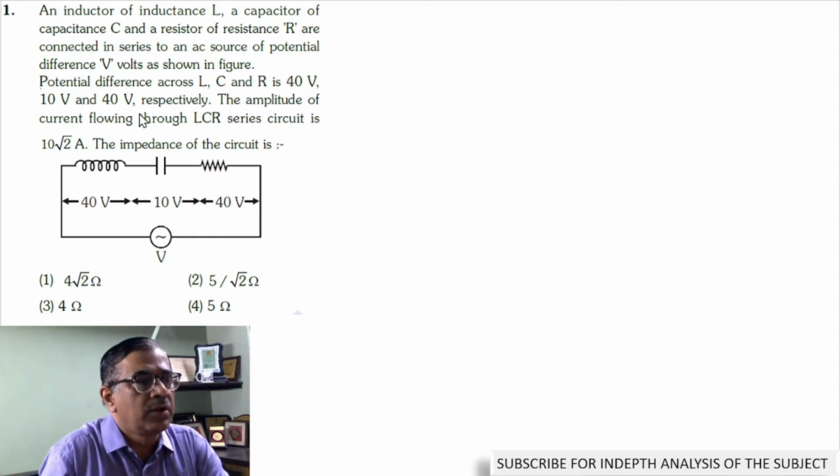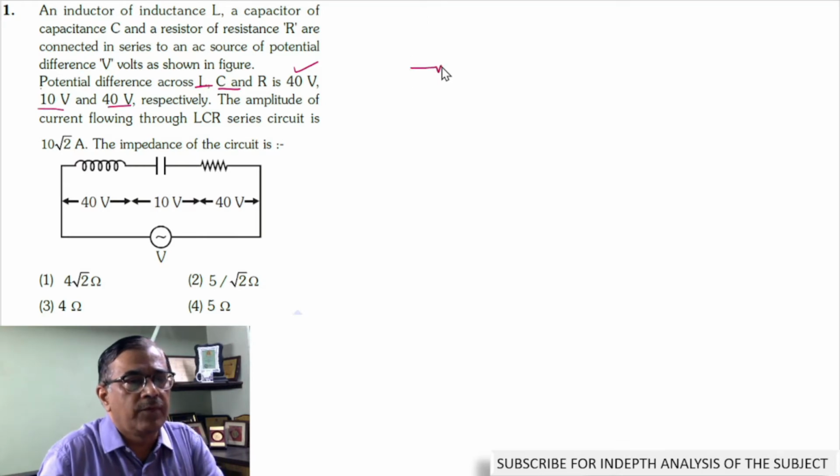In this question, the RMS value of potential difference across L is 40 volts, the RMS value of voltage across the capacitor is 10 volts, and the RMS value of voltage across the resistor is 40 volts. For your benefit, let me redraw this circuit for you. Here is an RLC circuit in series connected across an AC source.